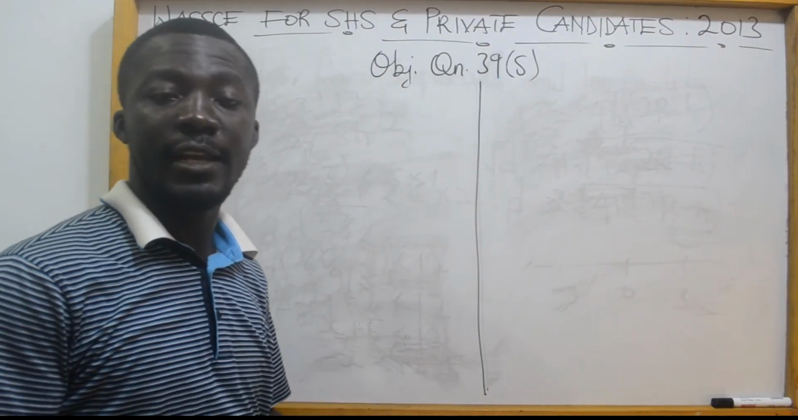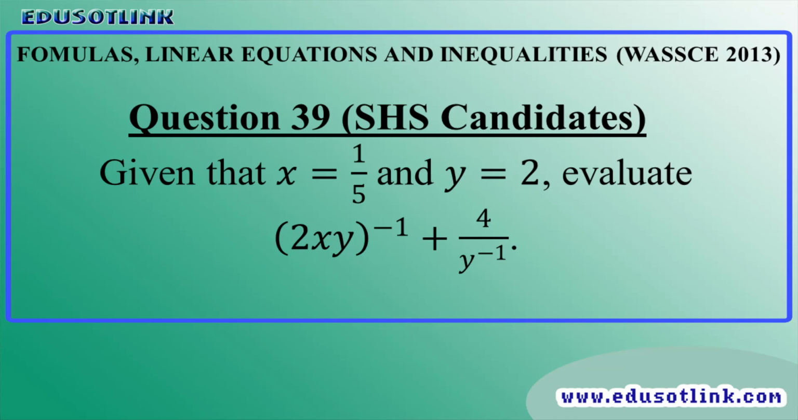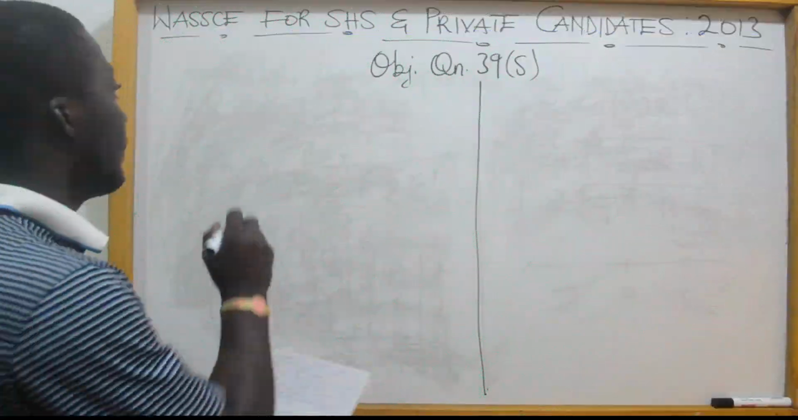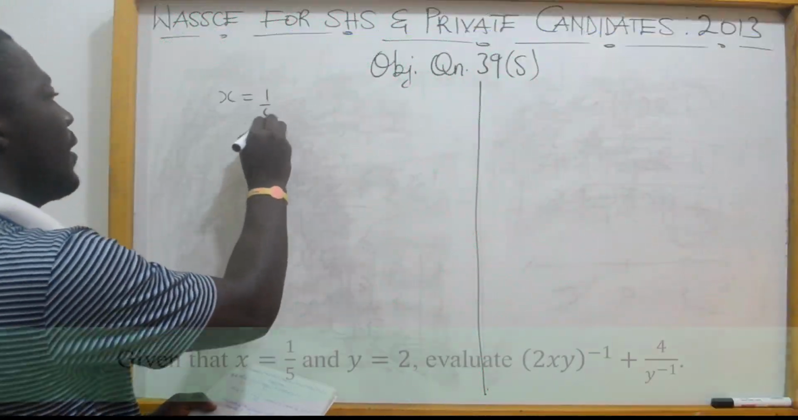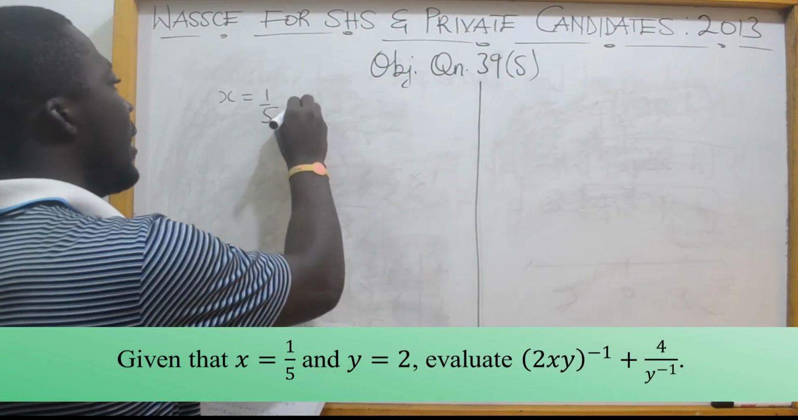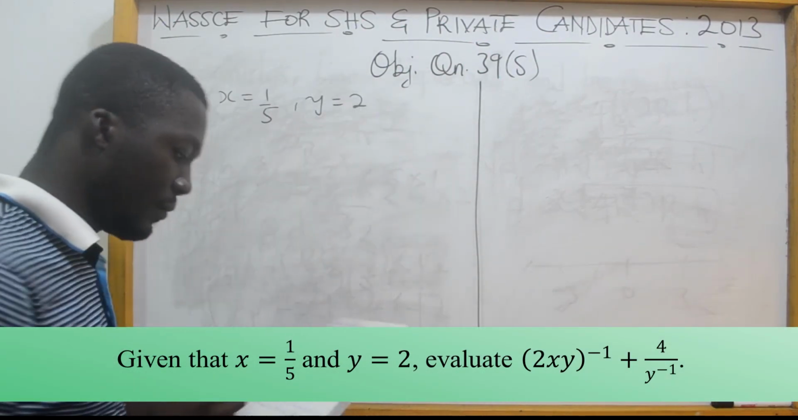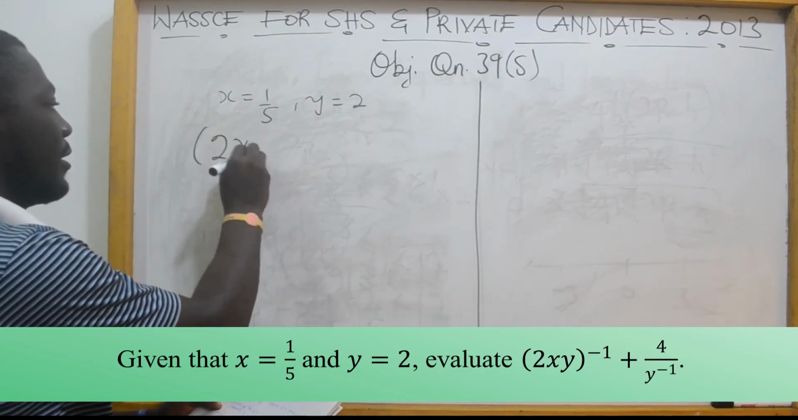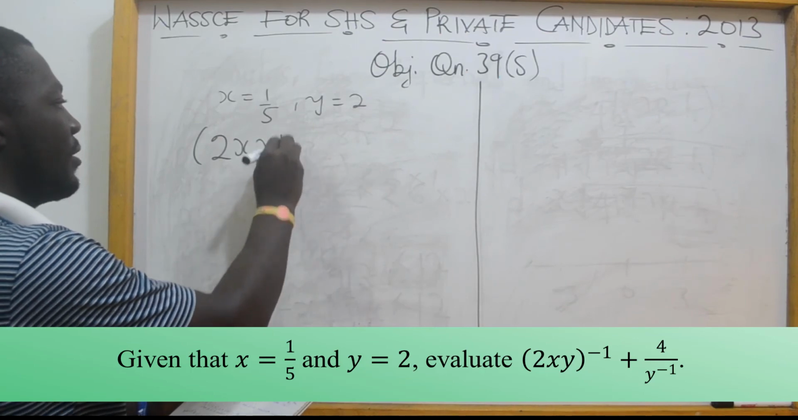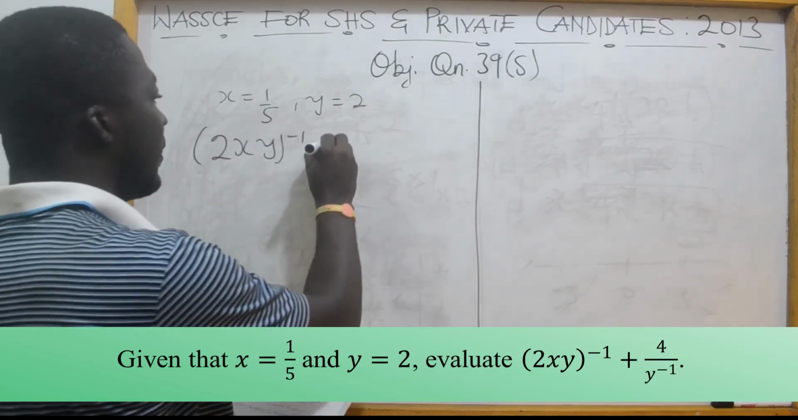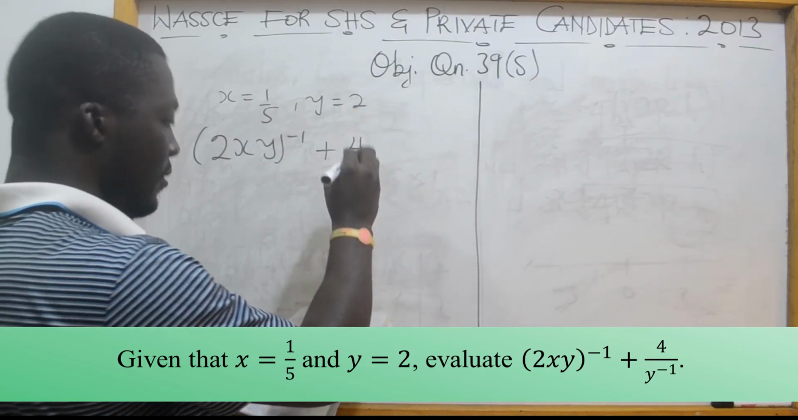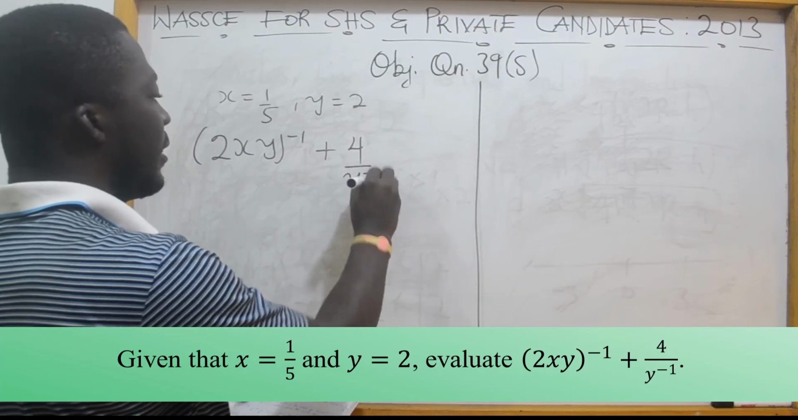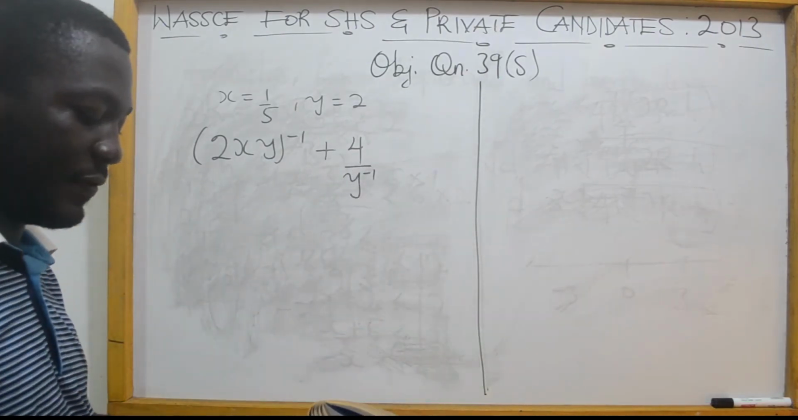Objective question 39 for senior high school candidates. It says given that x is equal to 1 over 5, and y is equal to 2, we should evaluate (2xy exponent negative 1) plus 4 over y exponent negative 1.